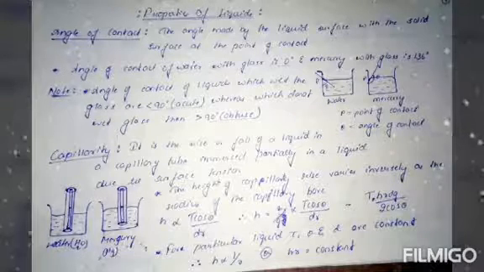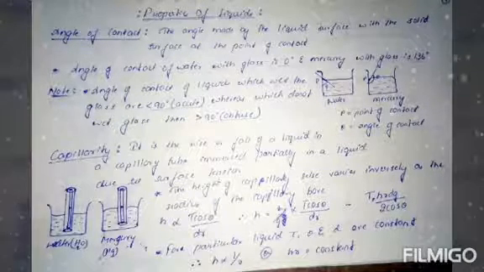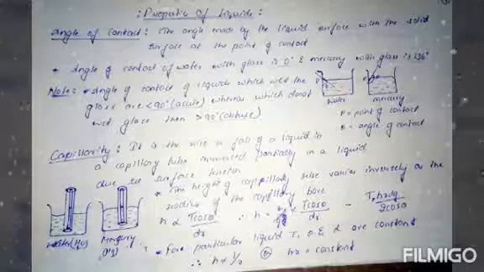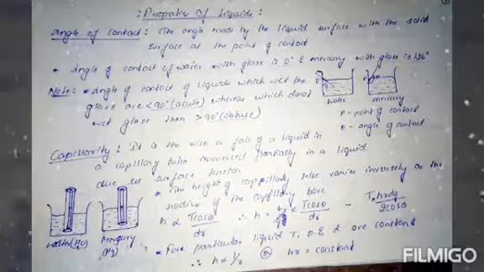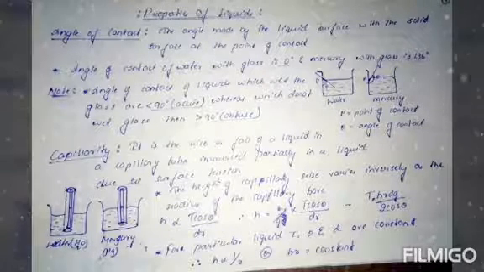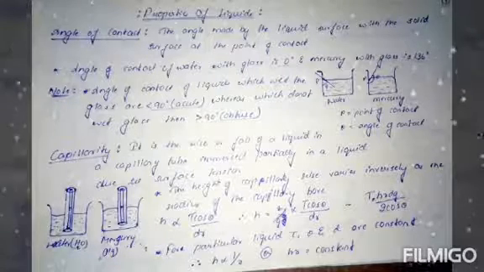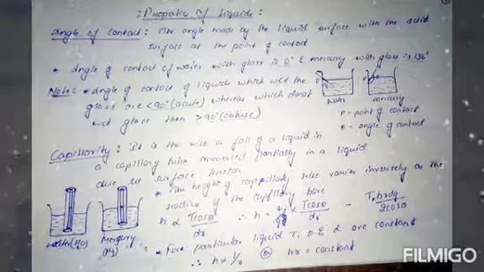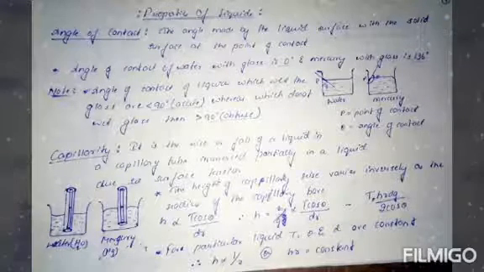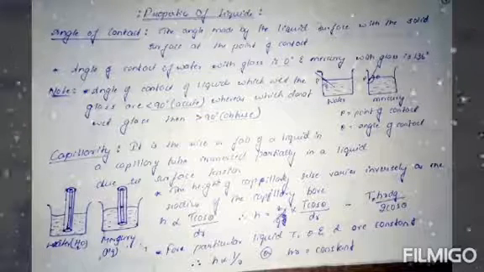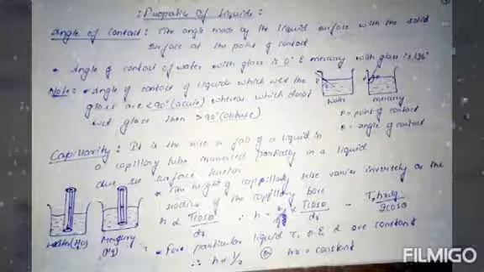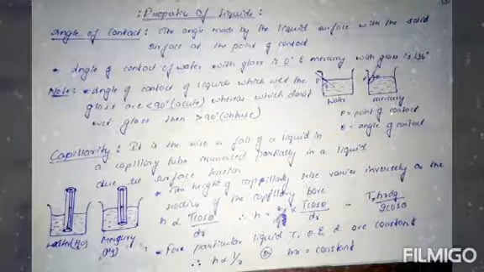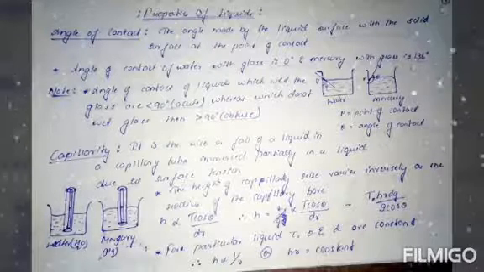So here is the definition: it is the rise or fall of a liquid in a capillary tube immersed partially in the liquid due to surface tension. The point to remember is that the height of capillary rise varies inversely as the radius of the capillary. The formula is h is directly proportional to T cos theta divided by rdg, and therefore h equals 2T cos theta divided by rdg, and the final formula is T equals hrdg divided by 2 cos theta.